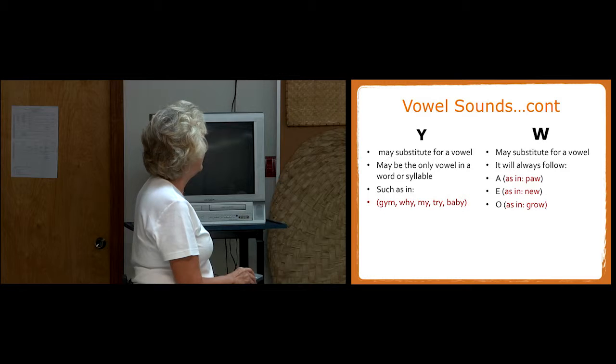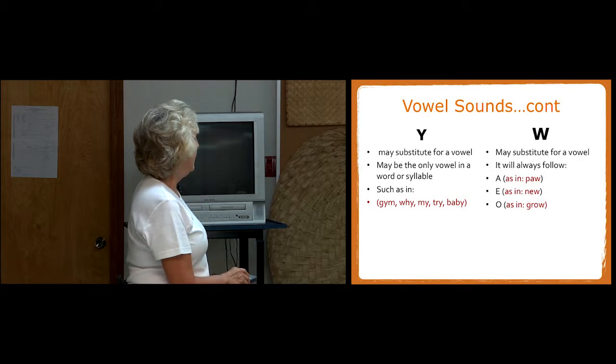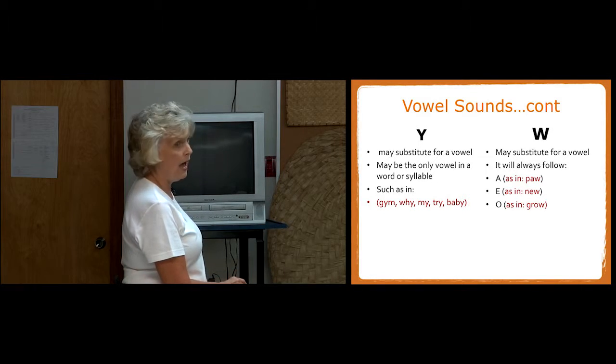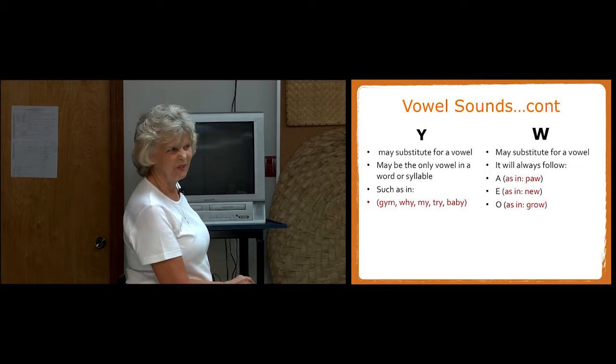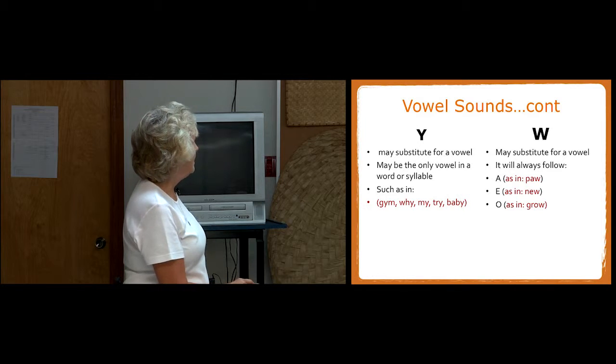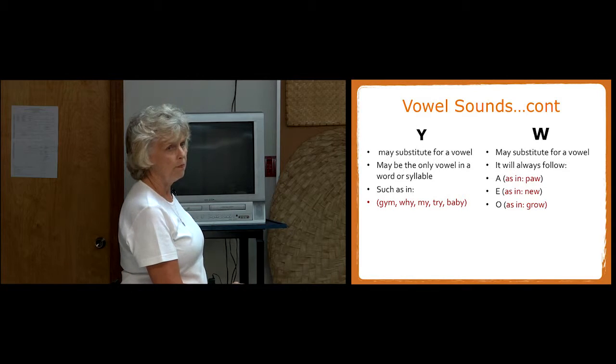And here's our little Y that can substitute for a vowel. It can be the only vowel in a syllable, like Jim. Y, it's going to be an I there. It's going to be my, it's going to be an I there. Try, I, and baby, going to be an E.